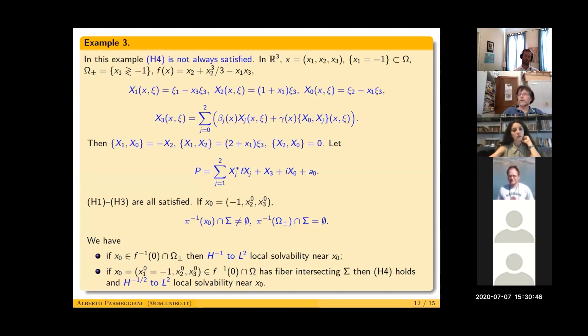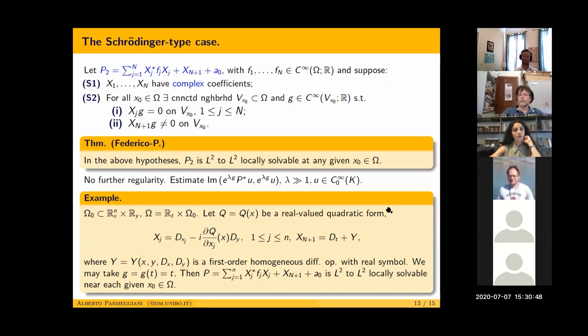So let me then talk about the Schrodinger case. Here there is no iX0 vector field. Since this vector field is described by considering capital D derivatives, we have many functions here. There is not really the need to have only one function considering this kind of extra degeneracy. But in this case, the vector fields X1 to Xn have complex coefficients.